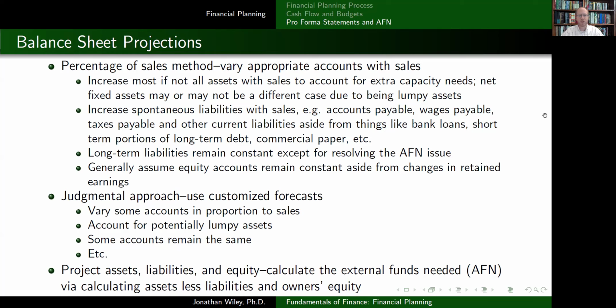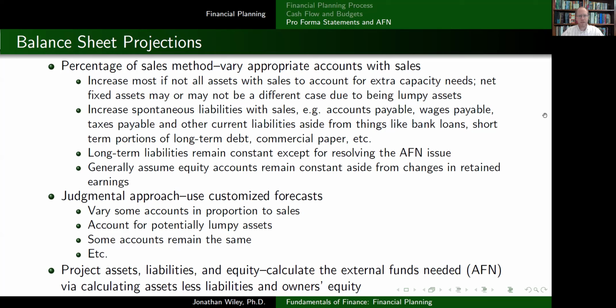Also, short-term portions of long-term debt. That doesn't change with sales. That's only changing with what's happening with my long-term debt and how it's coming due. So if my long-term debt is coming due in the next couple of years, it's going to roll into short-term portions of long-term debt. It has nothing to do with what's going on with sales. It has everything to do with when the debt is coming due.